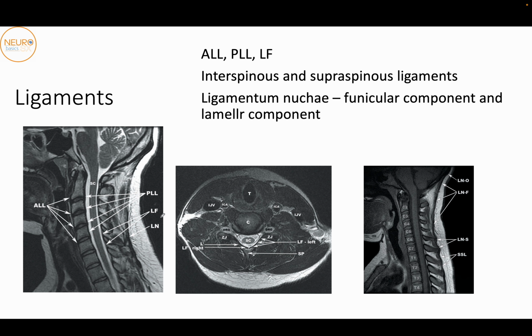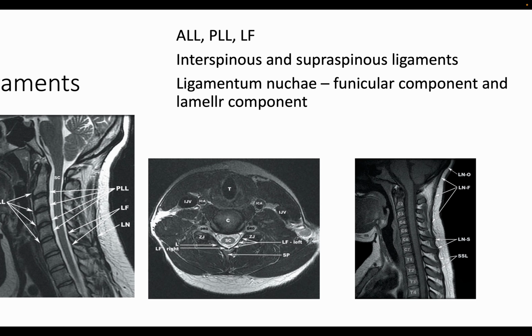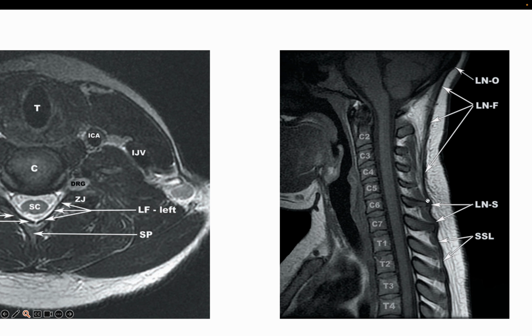Apart from that, another important structure you can identify in the cervical spine is the ligamentum nuchae. Okay, so it's over here. This ligamentum nuchae has two components: a funicular component and a lamellar component. The funicular component is the stronger component to which all the muscles attach, and this runs directly from the C6 or C7 spinous process all the way to the external occipital protuberance. So this is the hypointense structure which you can see over here.